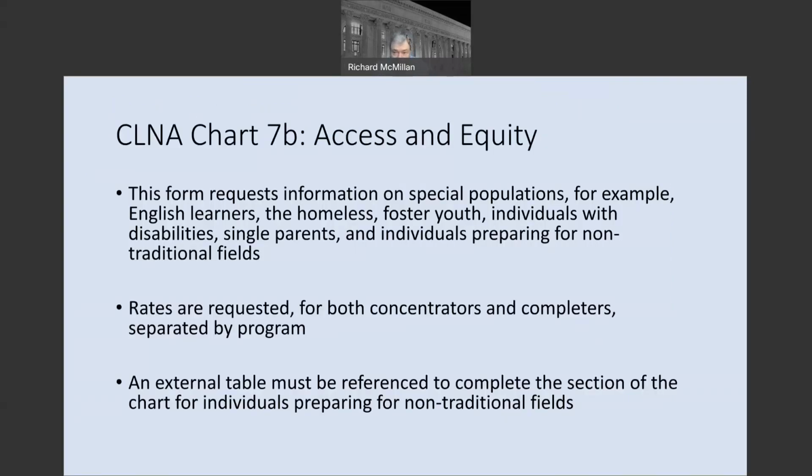CLNA Chart 7b, access and equity. This form requests information on special populations, for example, English learners, the homeless, foster youth, individuals with disabilities, single parents, and individuals preparing for non-traditional fields. Rates are requested for both concentrators and completers, separated by program. An external table must be referenced to complete the section of the chart for individuals preparing for non-traditional fields.